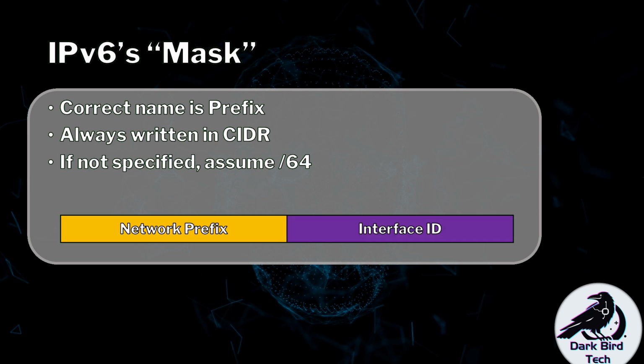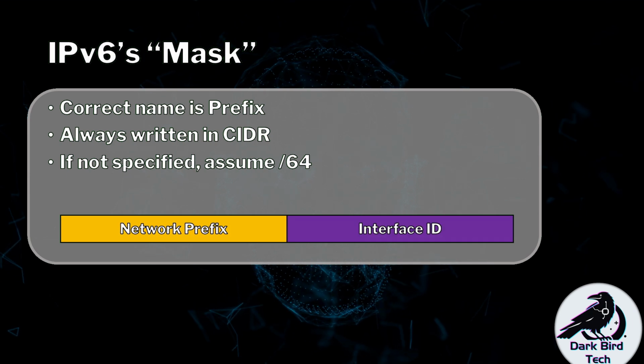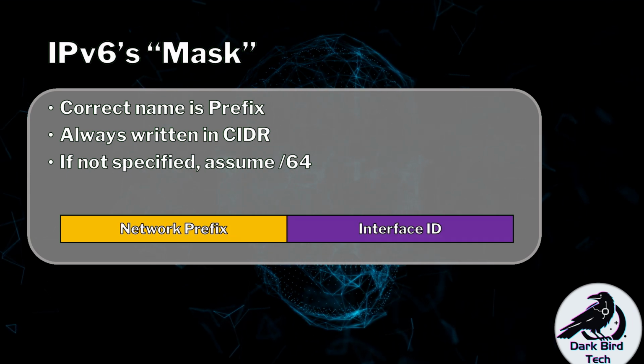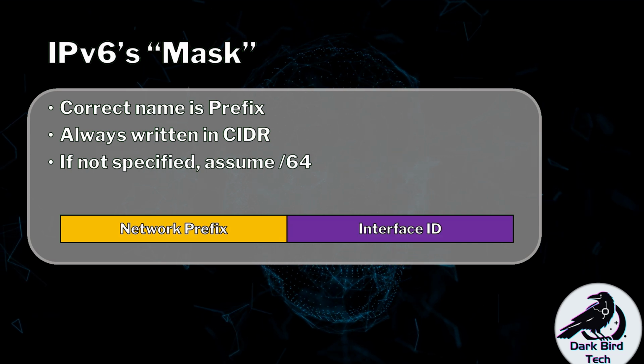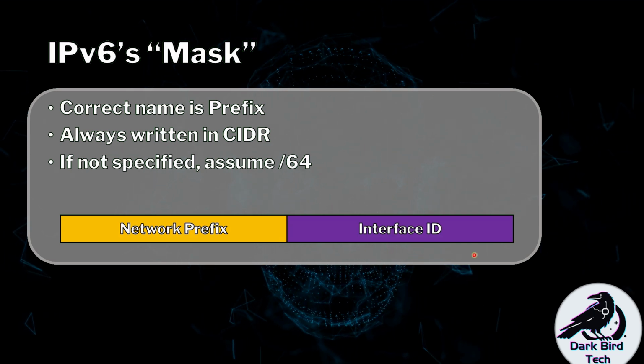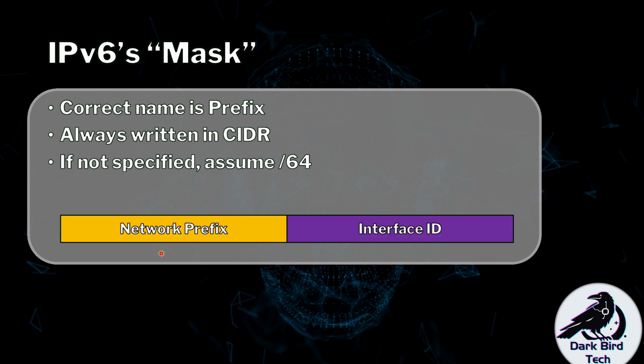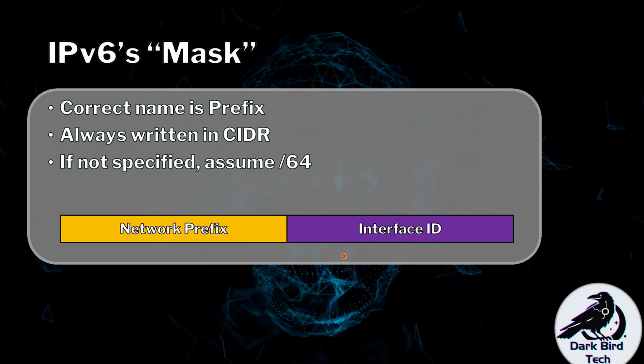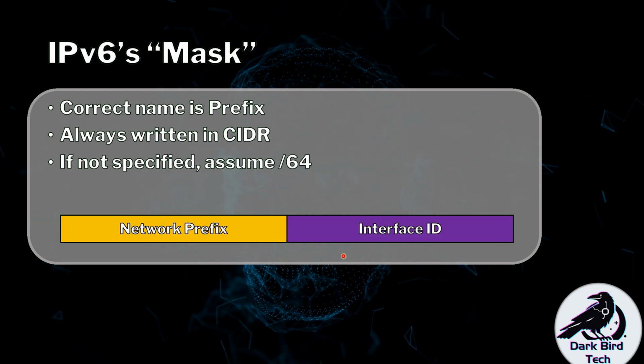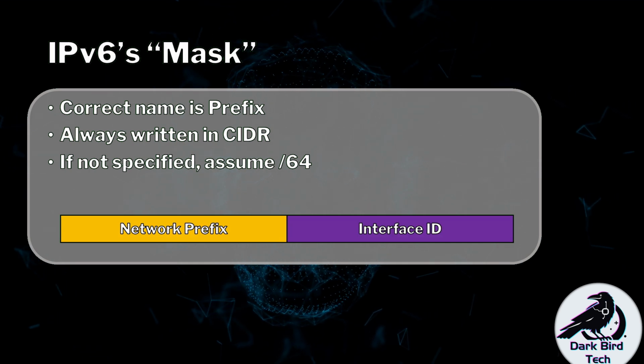The bit of the address that is defined by the prefix is called the network prefix, and the bit of the address that's not defined by the mask is called the interface ID. It is very similar to the network address portion and the host address portion of an IPv4 address. Obviously, it's just way bigger.